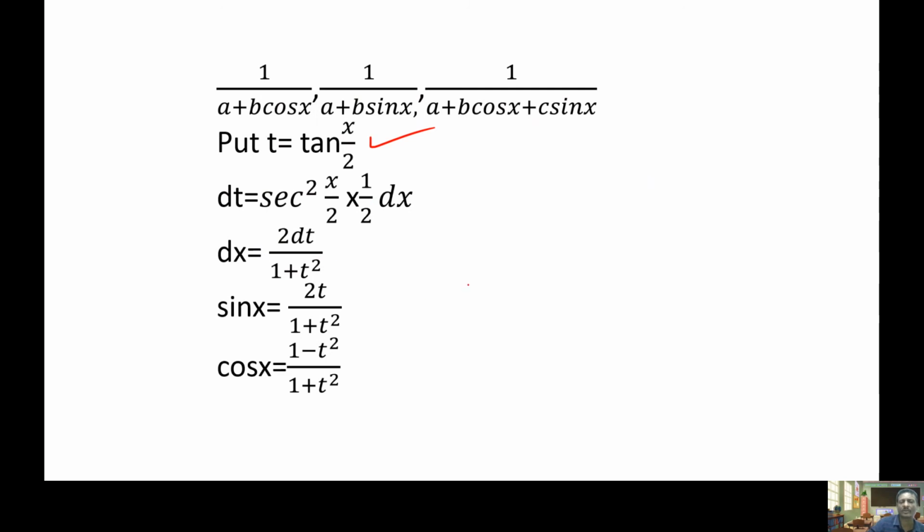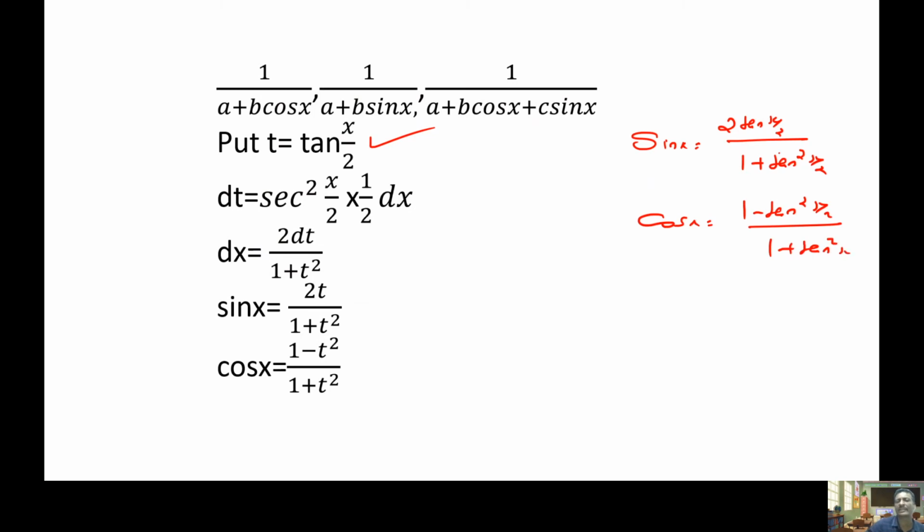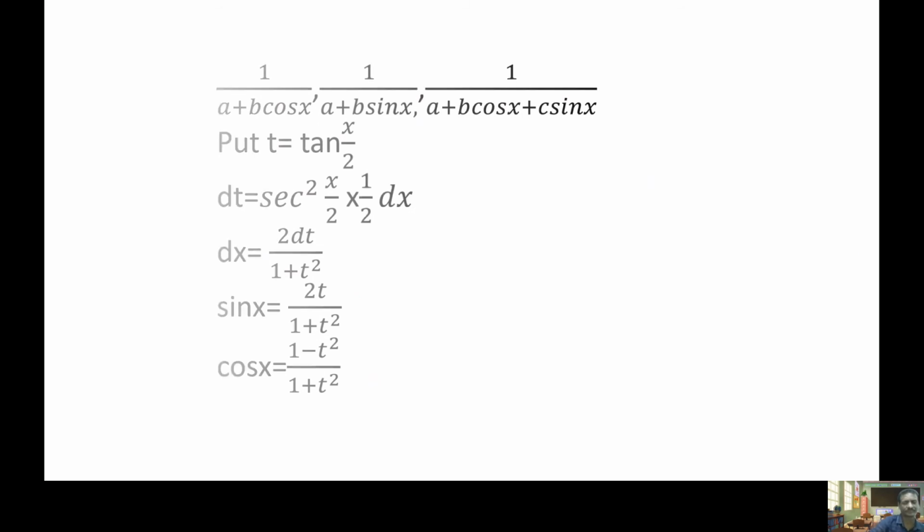And sin x, what is the formula? Sin x is equal to 2 tan x by 2 by 1 plus tan squared x by 2. And cos x is equal to 1 minus tan squared x by 2 by 1 plus tan squared x by 2. So substituting t equal to tan x by 2, sin x is 2t by 1 plus t squared, and cos x is 1 minus t squared by 1 plus t squared.